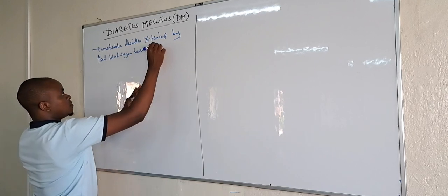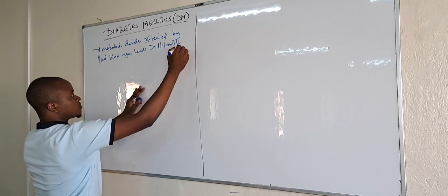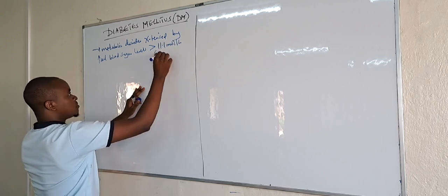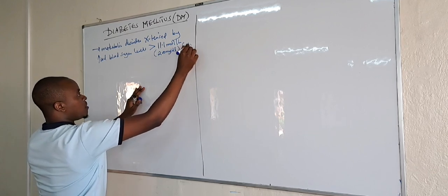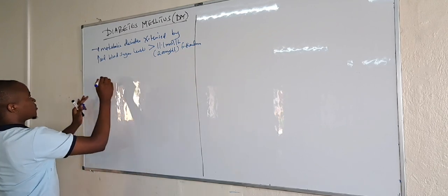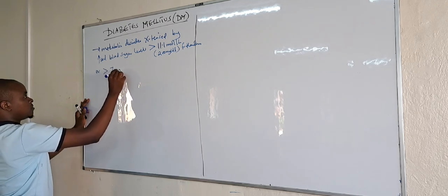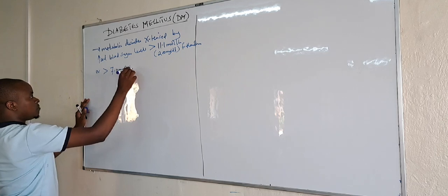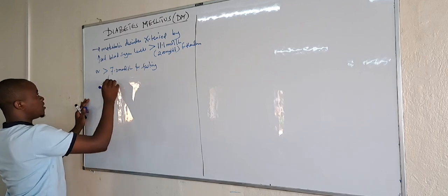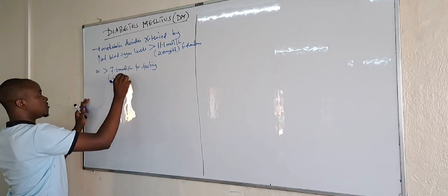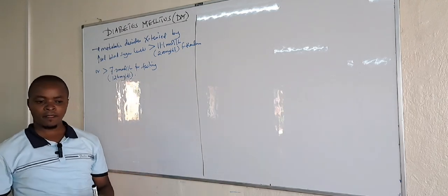Blood sugar levels greater than 11.1 millimoles per liter, or in brackets, you can put 200 milligrams per deciliter. This is for random or postprandial. Or it can be greater than 7.0 millimoles per liter for fasting, which you can call 126 milligrams per deciliter. That's how we can define diabetes mellitus.